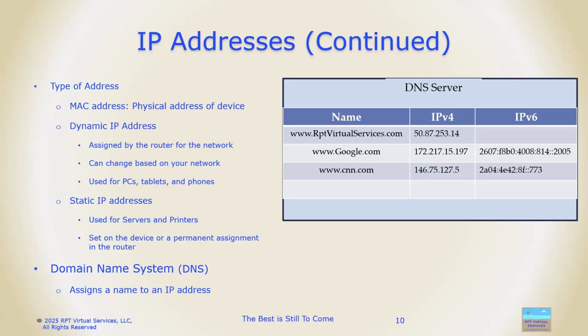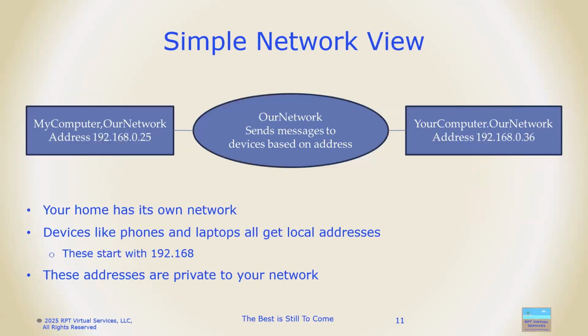It had an IPv4 address for everybody that's still on IPv4, and it had an IPv6 address for servers that are using that addressing scheme. The same is true of CNN.com. So that's all a DNS server does. So here's a simple view.